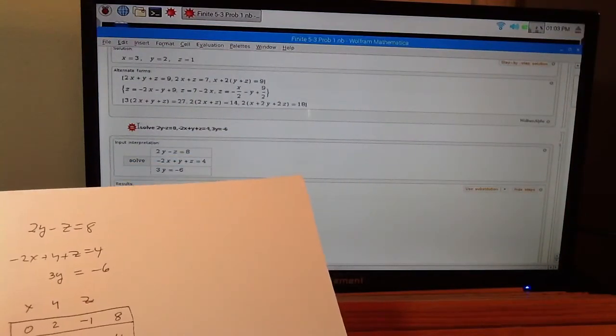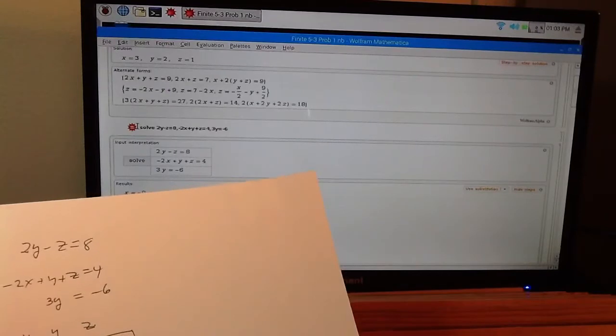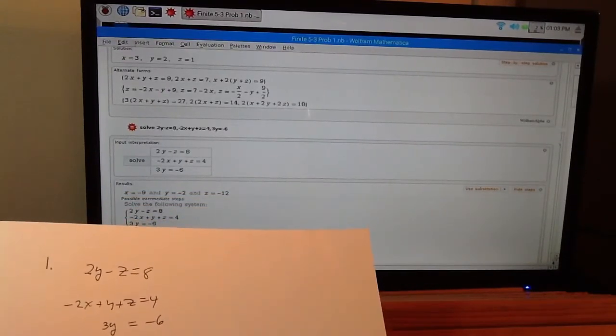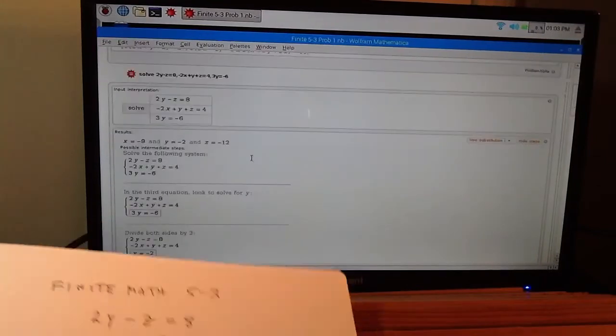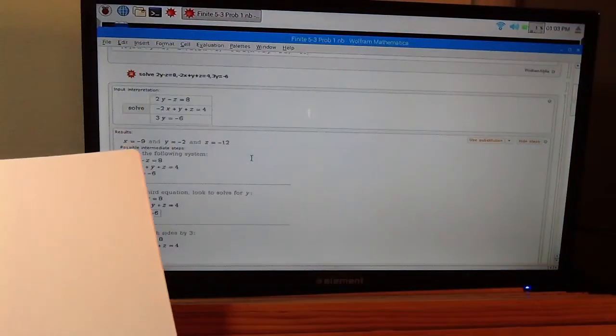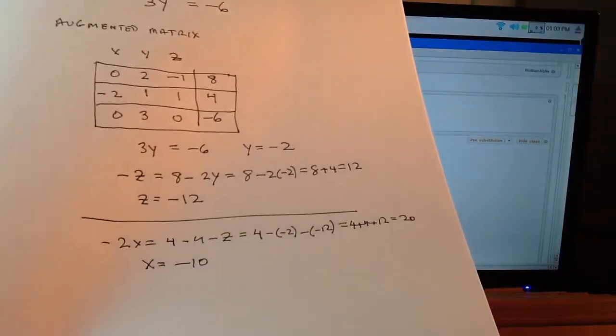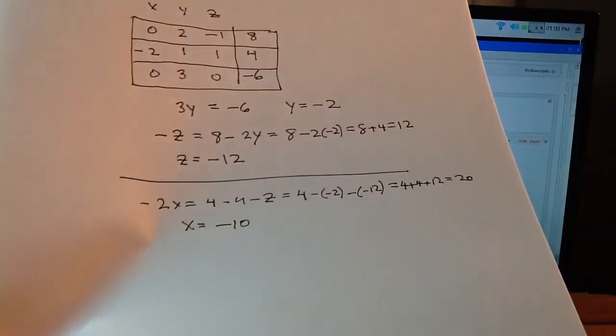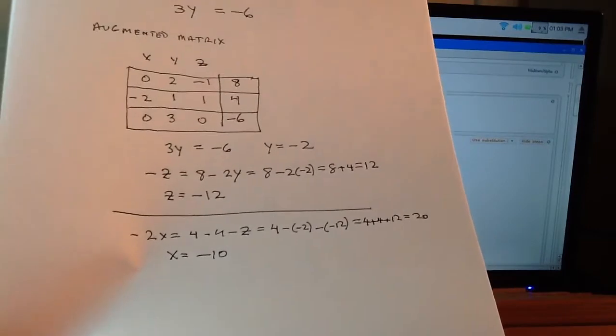This is Wolfram Alpha. Now, you can do this on any computer, by the way. What you can't do on most computers is save it in a convenient form like I'm doing here in the notebook so I can come back and look at it. My answers were y equals minus 2, that checks out. I've got z equals minus 12, that checks out. And whoa, that says x equals minus 9, I got x equals minus 10. Well, where did I go wrong?